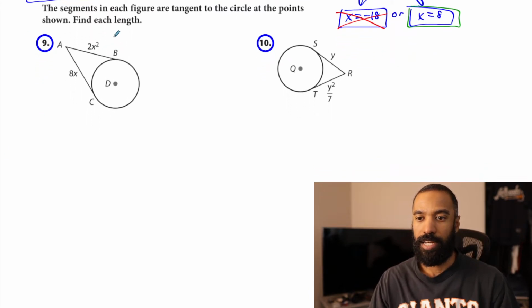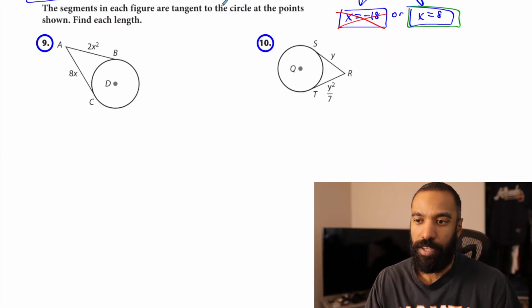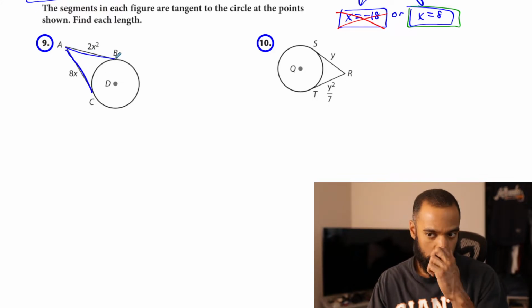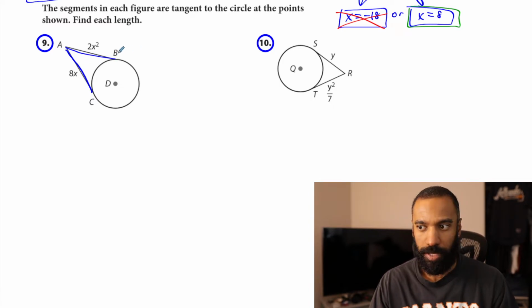All right, numbers 9 and 10 here. The segments in each figure are tangent to the circle at the points shown. Find each length. So AB is tangent to circle D, and AC is tangent to circle D. Tangent means touching it just at a single point, even though the drawing isn't probably best represented for that. But it touches at B and kisses right off of it and keeps going, unlike a secant line, which goes through and hits twice.